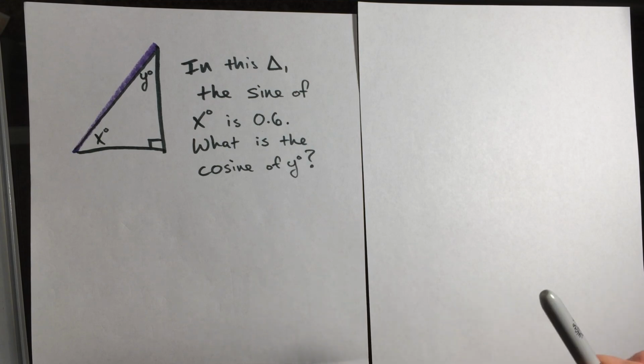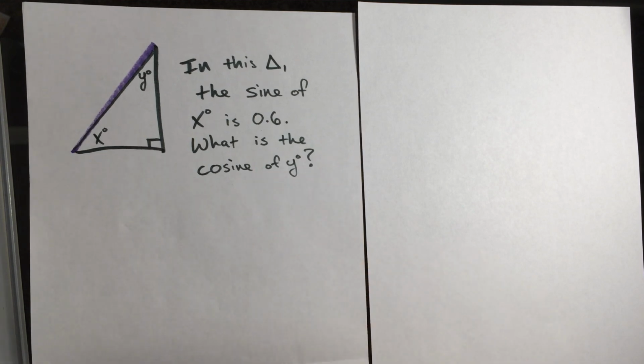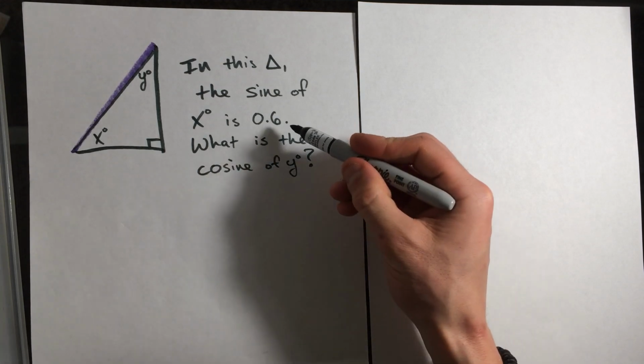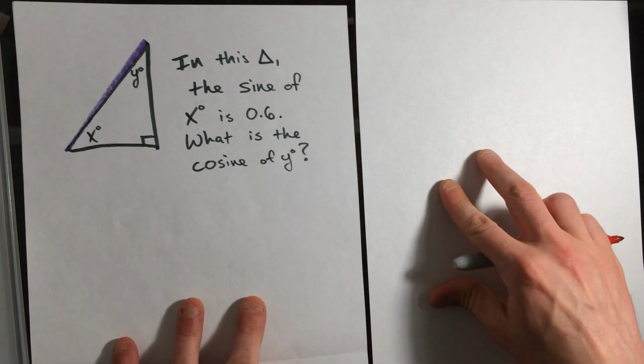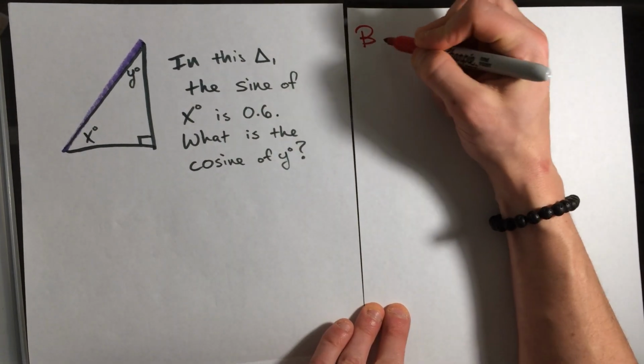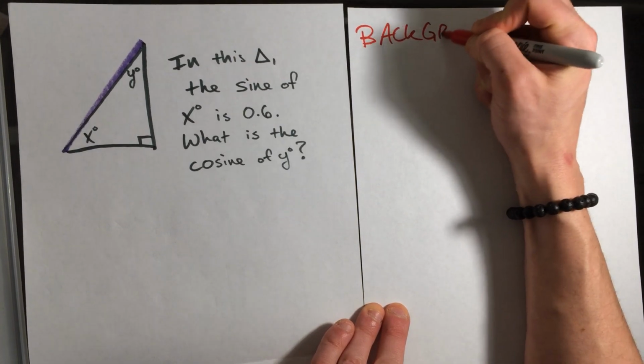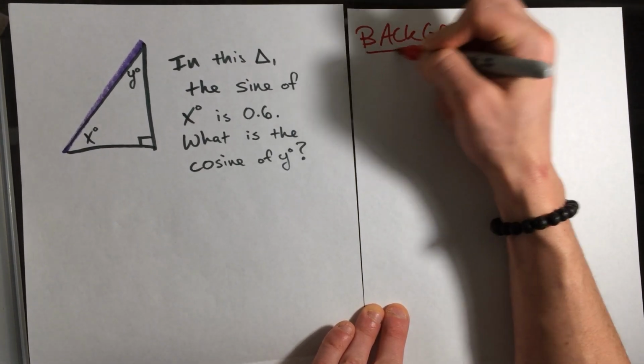And we have another trig trick from the SAT. It says, in this triangle, the sine of x degrees is 0.6, and it asks us, what is the cosine of y degrees? So we first want to hit this problem by looking at the background we need to solve it. Always look at the backgrounds.